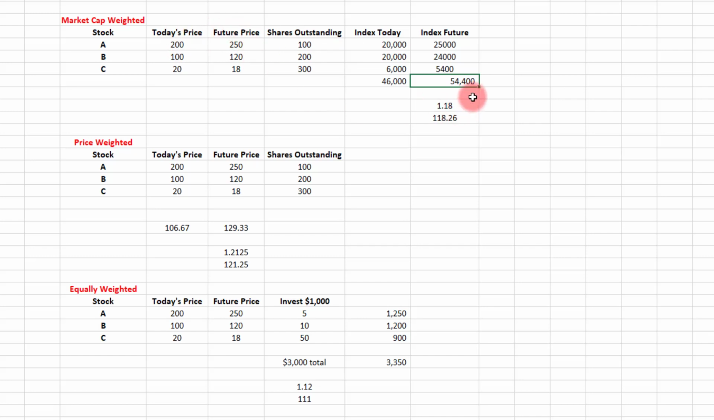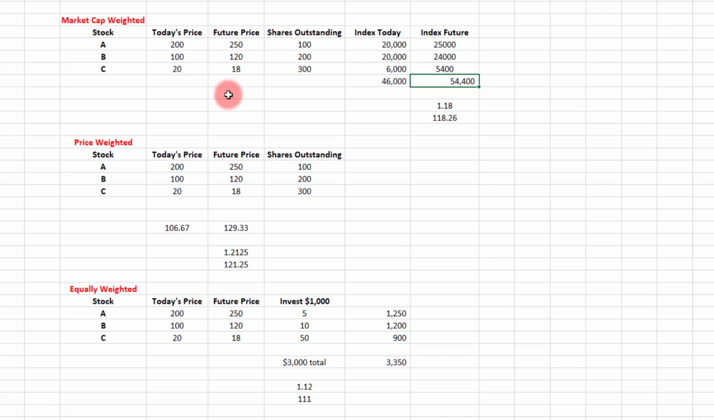Most of the time your indexes are just, as a convention, multiplied by 100. So our index would be valued at 118, or 118.26 if we went out more decimals here. Now also, when an index is first listed, they will usually take this number, whatever it works out to be, and just give it an arbitrary value of 100. And that way it becomes very easy to value it. If it goes from 100 to 118, we know it rose 18%. But that would be a market cap weighted index, such as the S&P 500.